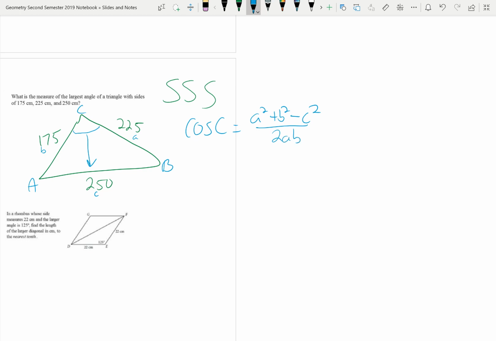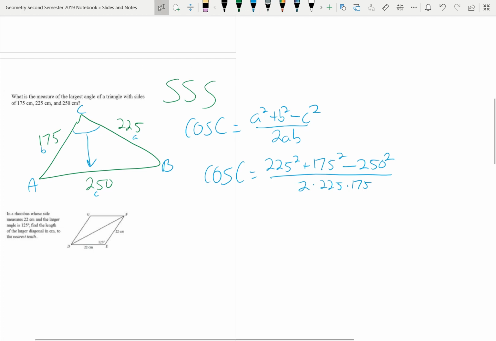And now all I do is plug and chug. So cosine of C is equal to 225 squared plus 175 squared minus 250 squared divided by 2 times 225 times 175. Okay, so now that I have that, I'm going to go ahead and plug that into my calculator. And let's go ahead and do that.